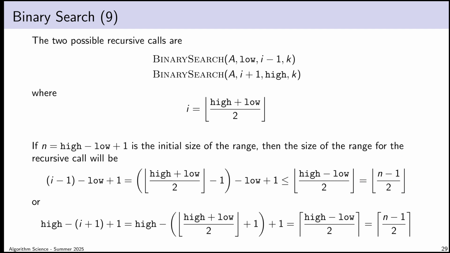Okay, there's that. What about the case where my new lower bound is I plus 1? Well then my new range is high minus I plus 1, all plus 1. So again, I can cancel out this plus 1, actually it's a negative 1.